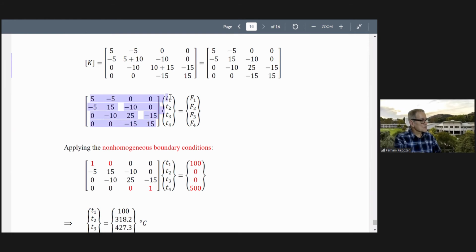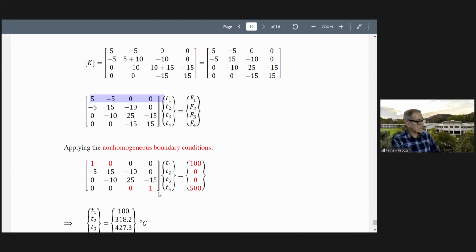We have to correct this first row so that it gives T1 is 100, because T1 is 100. How do we correct this? We make this 0 and this one 1. I have shown the changes in red. So this one we change to 0, this one we change to 1, and F1 would be 100. That is the boundary condition. If you multiply this row by this column, it gives T1 equal to 100. That's what we want.